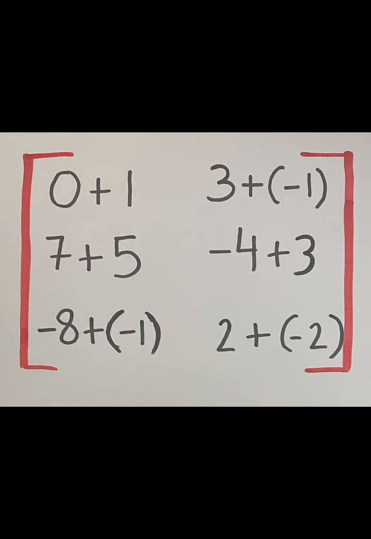So 0 plus 1 equals 1, 3 plus -1 equals 2, 7 plus 5 equals 12, -4 plus 3 equals -1, -8 plus -1 equals -9, 2 plus -2 equals 0. And this is going to be your answer.